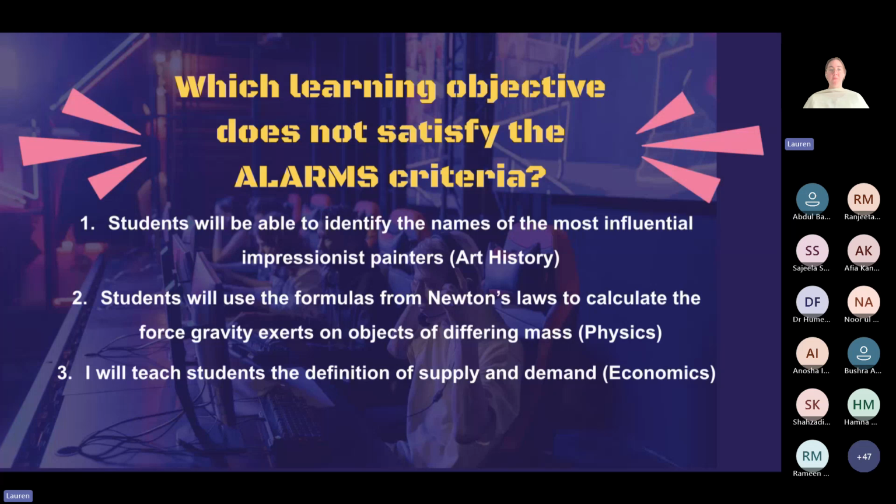So let me pose this question to you. According to the ALARMS criteria, which learning objective does not satisfy the criteria? 1, students will be able to identify the names of the most influential impressionist painters. This is an art history class. 2, students will use the formulas from Newton's laws to calculate the force gravity exerts on objects of differing mass, physics. Or 3, I will teach students the definition of supply and demand, from an economics course. So which one does not satisfy the ALARMS criteria?